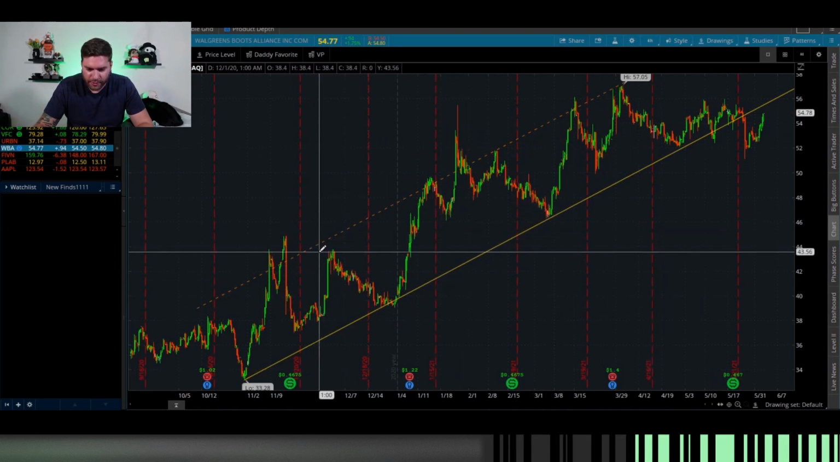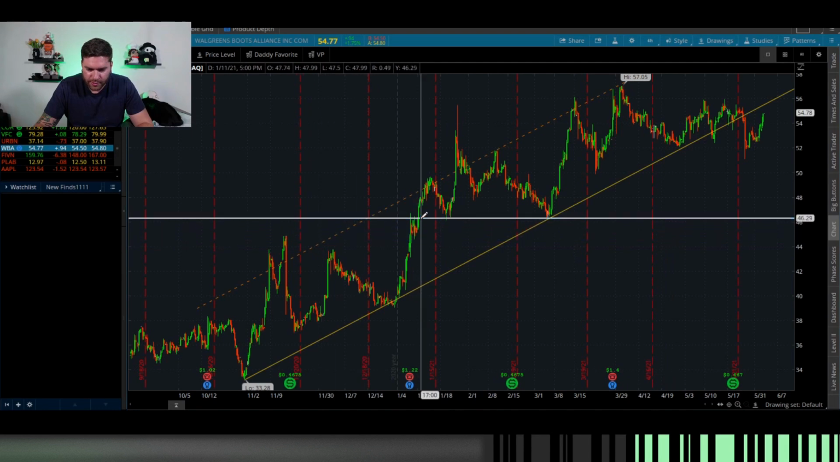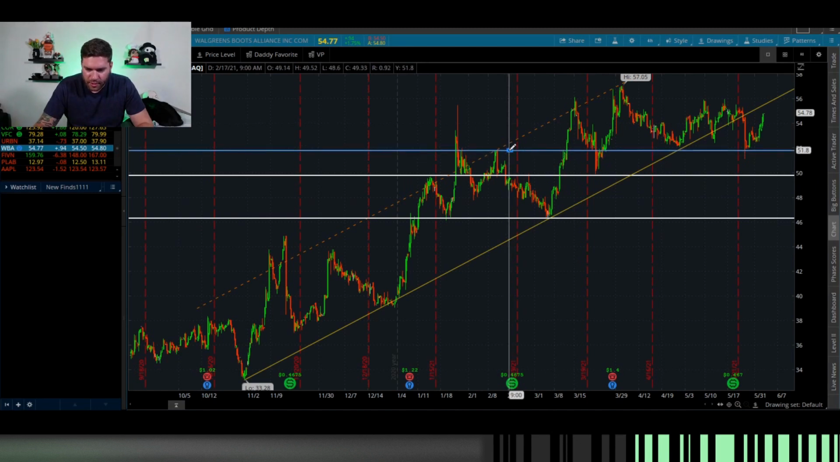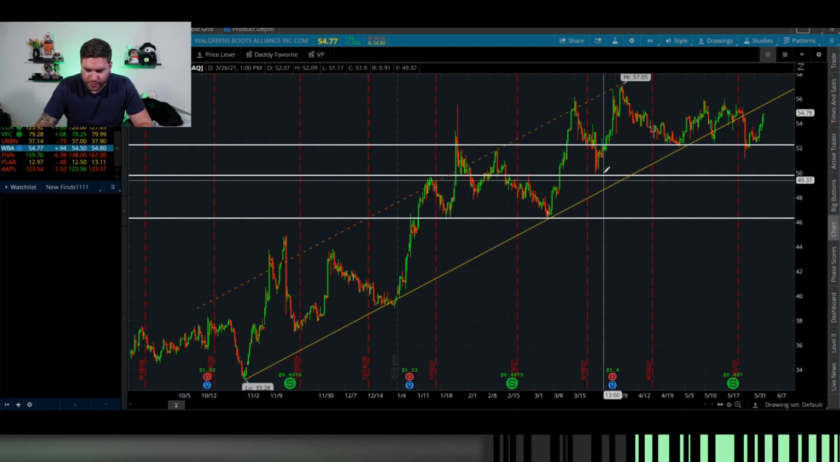Channels are huge. And again, as always, we can take our old resistances. That's going to be a support area. That resistance became a support. This resistance in this whole area is becoming a support.